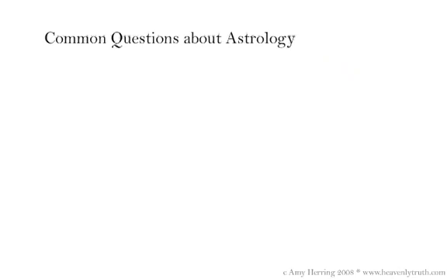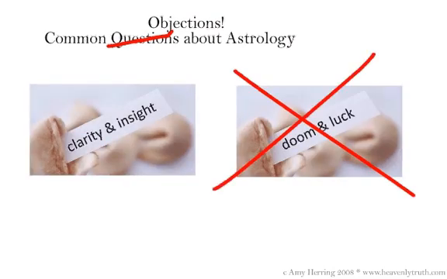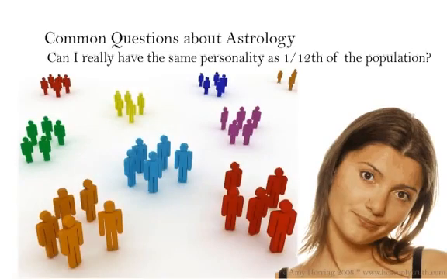Some common questions or objections to astrology often have to do with a misunderstanding about what astrology can and can't do. A common question is, how can I share the same fate and the same personality with everybody else who shares my sign? Since there's only 12 signs, that's really dividing people into many great buckets.